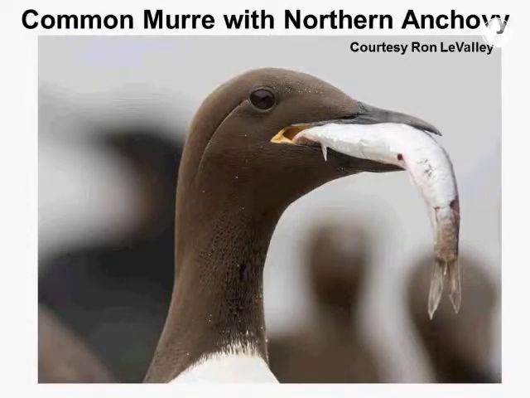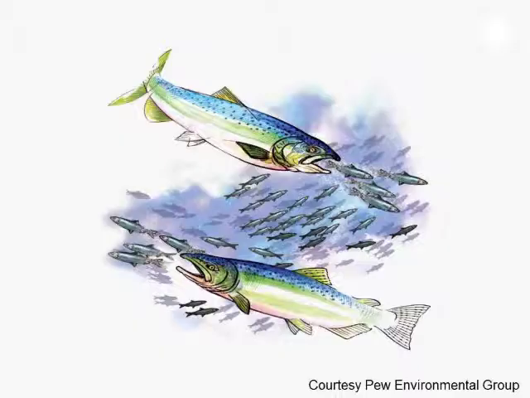Another species of seabird, and I'm a seabird guy, so I have to have my bird pictures in here, is the common murre with a northern anchovy. So if we want to understand what's going on with murres, we really need to understand what's going on with their prey base, which includes anchovies and other small species of fish. The murres, like salmon, feed on these anchovies as well. So if we start to understand something about murres, that's going to tell us something about some of these other species that we're interested in.